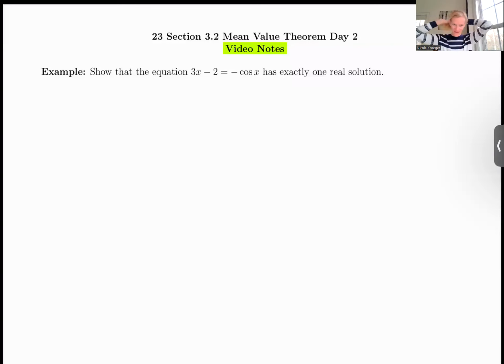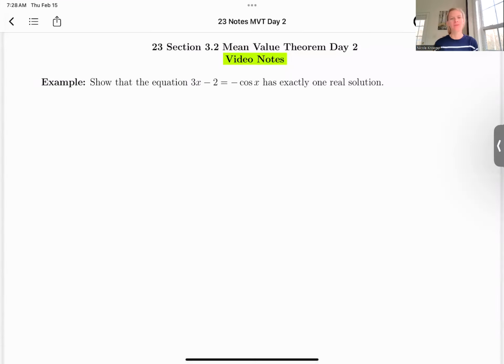We're going to do more work with the mean value theorem today, but in this video, what we're going to do is one very specific example of how the mean value theorem can be applied, and that is to showing that certain equations have exactly one real solution or have at most one real solution.